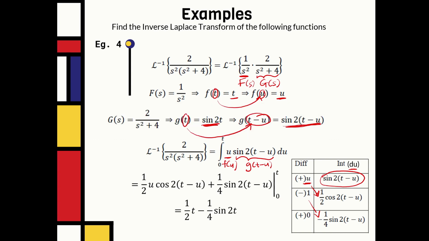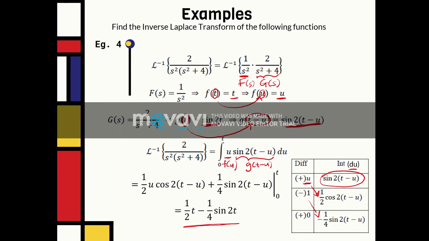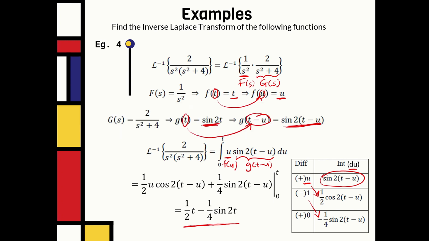Substitute the limits, then you get the final answer: 1 over 2 t minus 1 over 4 sin 2t. When you substitute u equal to t, cos 0 equals 1, so you get 1 over 2 t. Sin 0 here is 0. Then minus, you must substitute u equals 0, so the first term is 0, and the second term equals 1 over 4 sin 2t.